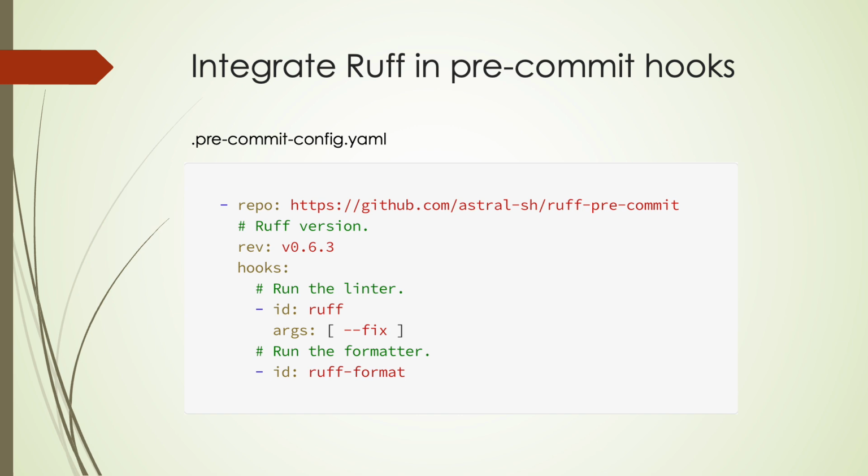Finally, we will introduce how to integrate Ruff with various CI tools. First, there is a Ruff pre-commit hook available which can be used in our Git pre-commit hook set so it can be run automatically whenever we create or update commits.